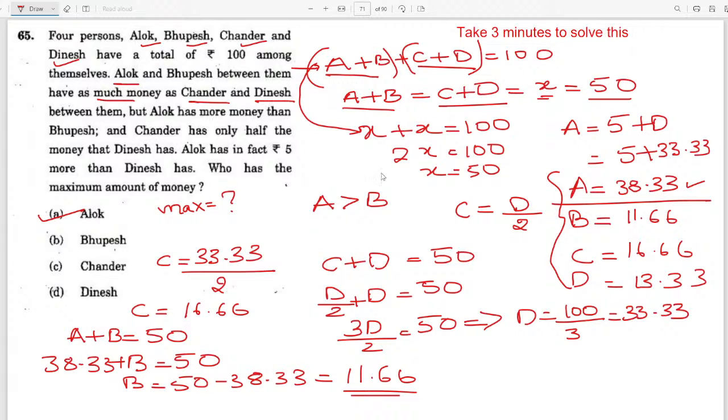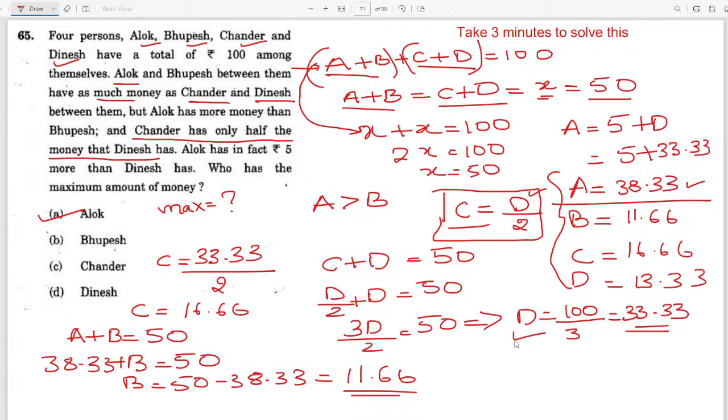And after that, we take each equation and solve. First, the data that they have given is Chandar has half the amount that Dinesh has. So C is equal to D by 2. This is one equation. And we have this basic equation C plus D is equal to 50. In that, I have substituted C is equal to D by 2. So D by 2 plus D is equal to 50, 3D by 2 is equal to 50. D is equal to 33. So I have calculated D here.